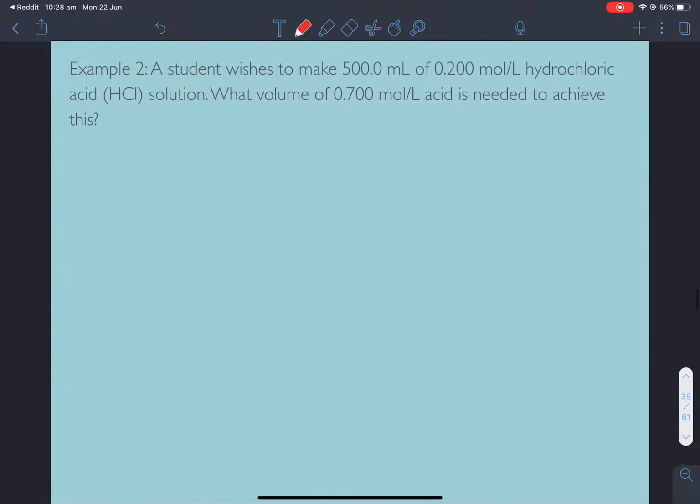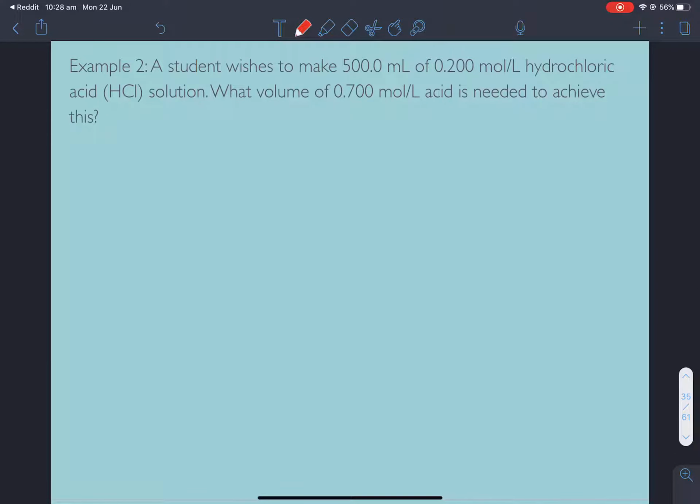Okay, let's do another problem. A student wishes to make a certain volume of a certain concentration of hydrochloric acid. What volume of this concentration acid need to achieve this? Okay. 0.7 is greater than 0.2, so that's our concentrated one. Okay, let's set up our equation again. Our concentration of our concentrated times our volume of our concentrated is going to equal our concentration of our diluted times our volume of our diluted.